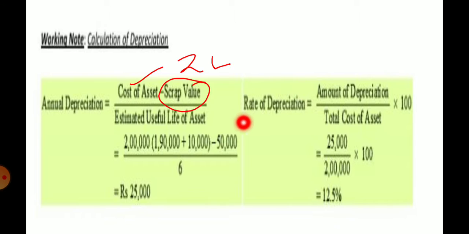So every year, at the end of the accounting period, you have to charge 25,000 on the machinery. But sometimes you need to calculate the rate of depreciation. So the rate of depreciation will be calculated from this formula: amount of depreciation, that is 25,000, divided by total cost of asset, that is 2 lakh, into 100 because we have to find the percentage. So the percentage will be 12.5% annually.